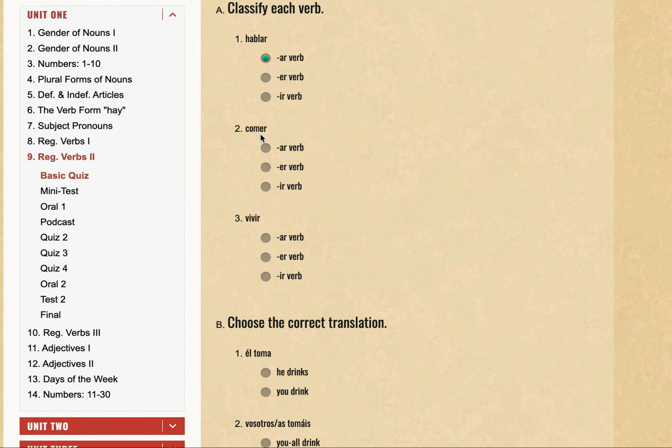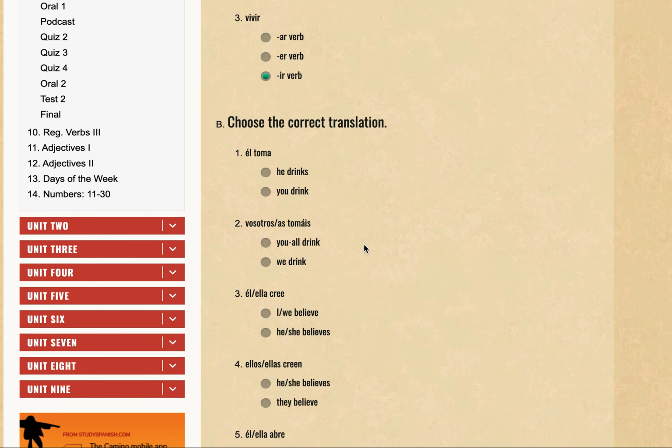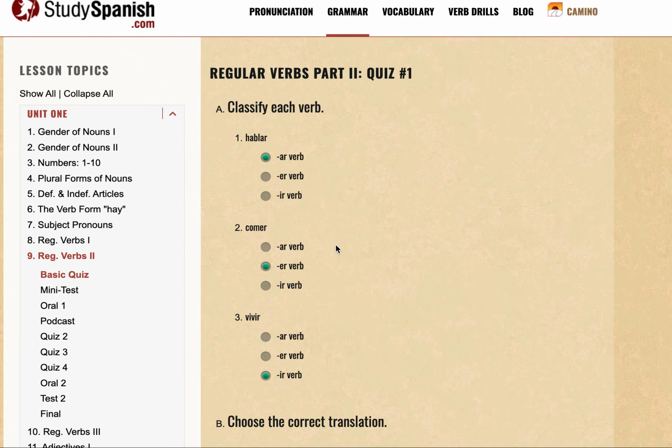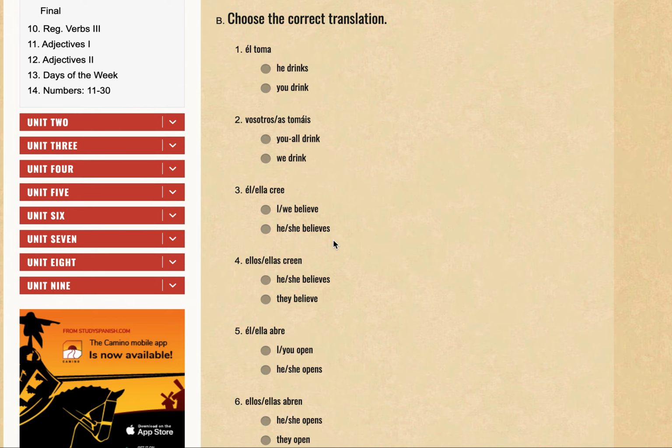Comer. Look at the ending. Notice the ending, the last 2 letters, right? So it's ER. Comer means to eat. Vivir. Vivir is to live, and that ends with IR, right? So look at the ending, right? So classify each verb.